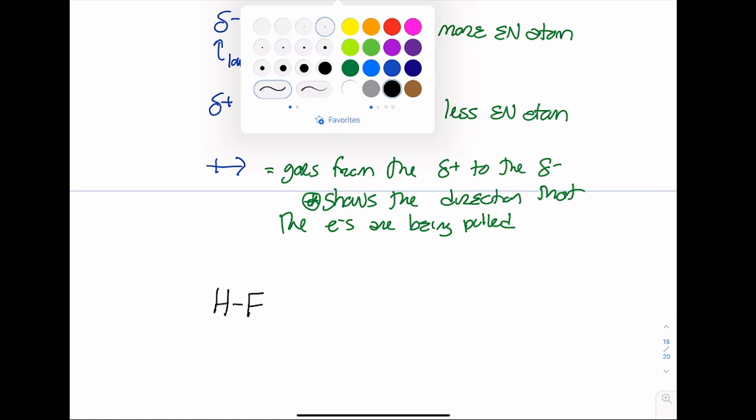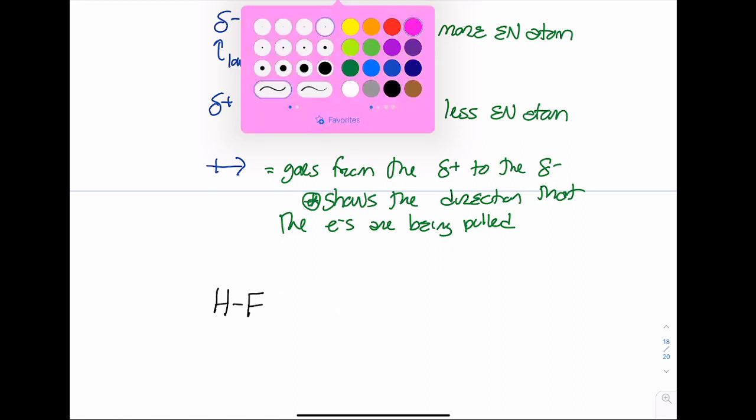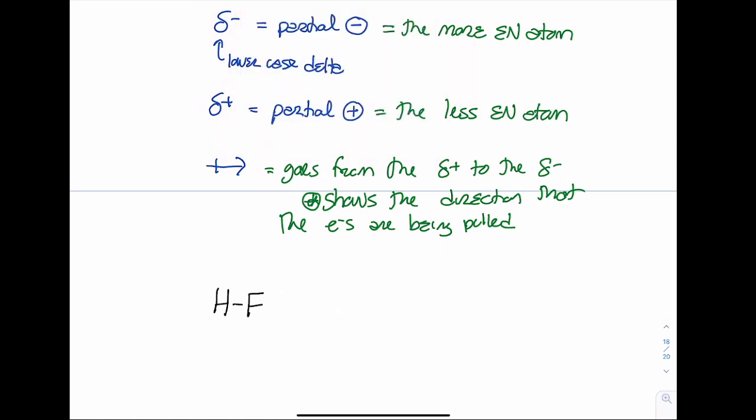But I'm going to assign polar covalent bonds to this using delta notation. So I know fluorine is my more electronegative atom, and I know that because I'm just looking at the periodic table and I'm looking at the trend. Fluorine is my most electronegative. Hydrogen then, of those two, is less electronegative, so it's partial positive. And then I have to add my arrow. It's always going from the positive to the negative.